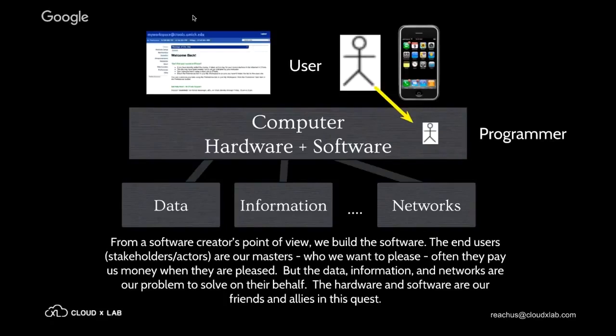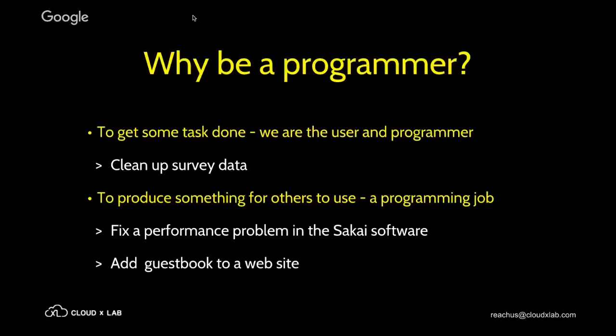So, as a software engineer or programmer, we need to learn these parts. We need to learn the networks. We need to learn the data. We need to understand how to deal with information and how to deal with the computers. And so hardware and software are our friends and allies in this conquest. All right. Again, why be a programmer? To get some tasks done, in very simple words, to produce something for others.